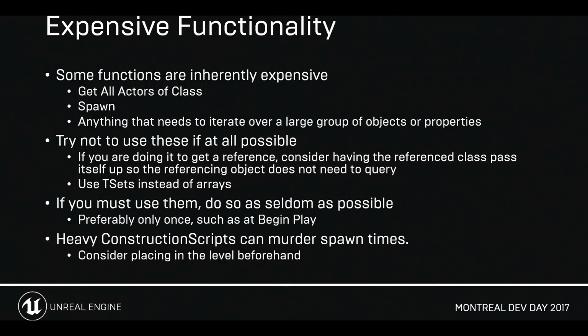I have actually been to studios where I have found folks getting all actors of class, plugging them into an array, doing a for each on that array, and doing a loop on each thing in that array, and doing that on tick. And they can't quite figure out why when they run with that blueprint, they suddenly drop to 5 frames a second. And they tell me that our stuff's broke. It's awesome. So try not to use these at all if you can get away with it.